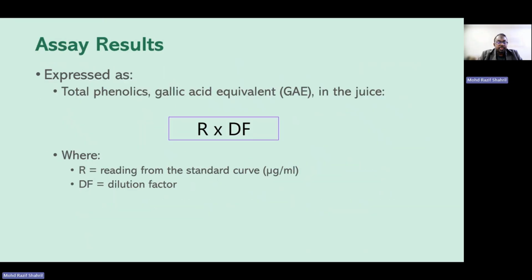Finally, how do we express our assay's results? Because we use gallic acid as our standard, the results are expressed as total phenolics in gallic acid equivalents, or GAE. So if you are analyzing a simple juice, the formula is straightforward. You take R, which is the reading from your standard curve in milligrams per milliliter, and multiply it by the DF, the dilution factor.